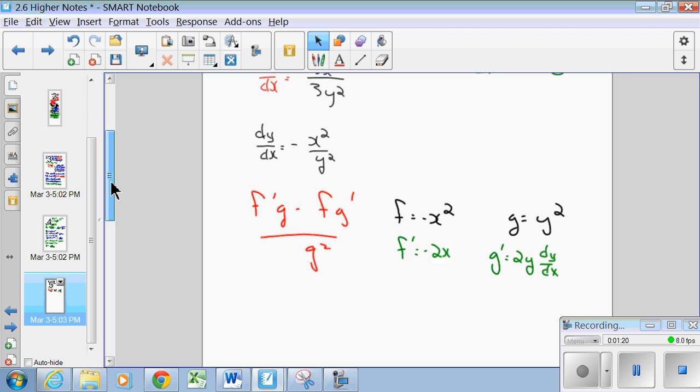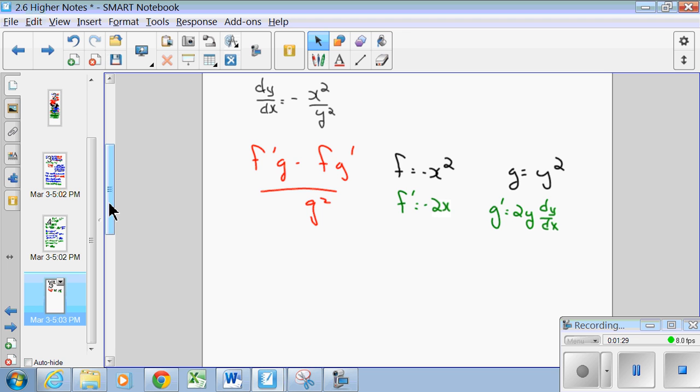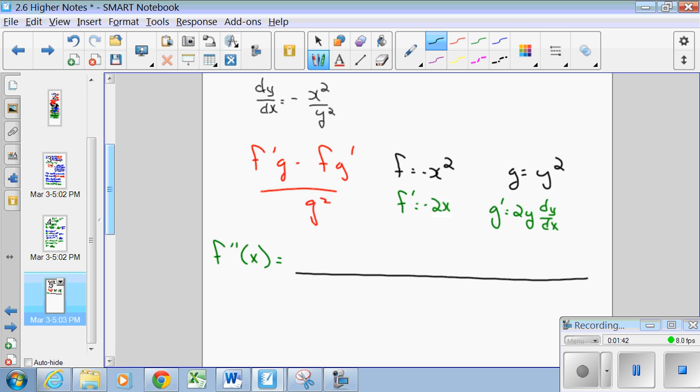We are supposed to find a second derivative. So looking at our first derivative, we have a quotient. So now our second derivative is going to be based on the quotient rule. If I use function notation f prime prime, I want to write this as a quotient rule. So my derivative of f is negative 2x. My g term in this case is y squared. I want to subtract my f value, but it's minus negative x squared. So I'm going to actually change that to plus x squared, and then times my g prime.